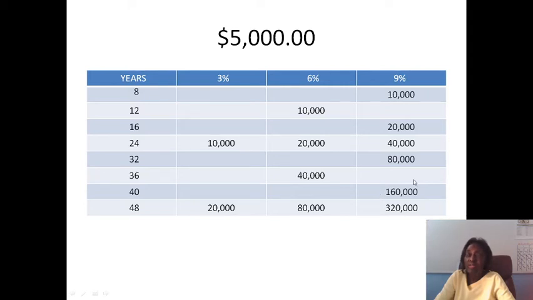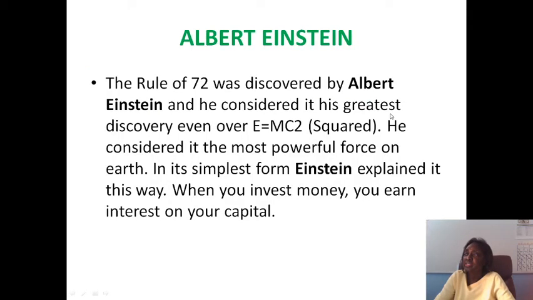Okay? Now, the other thing about that is this. Let's take a look at who discovered this. First of all, Albert Einstein. The Rule of 72 was discovered by Albert Einstein, and he considered it his greatest discovery, even over E equals MC squared. Okay? He considered it the most powerful force on the earth. In its simplest form, Einstein explained it this way: when you invest money, you earn interest on your capital.